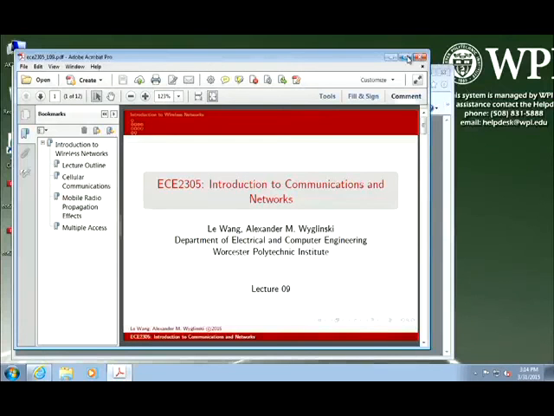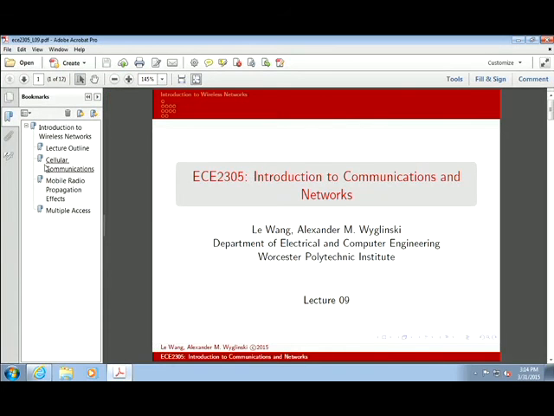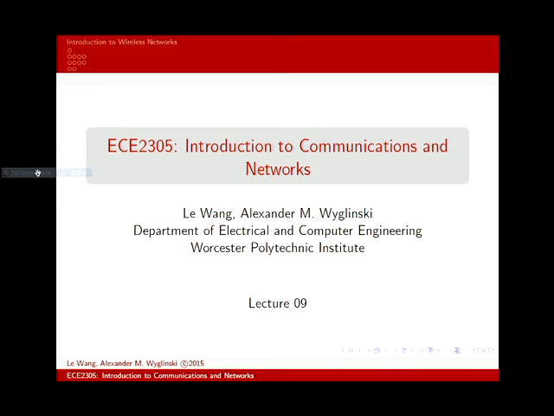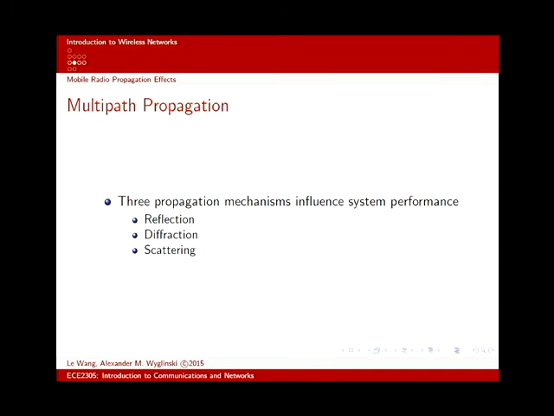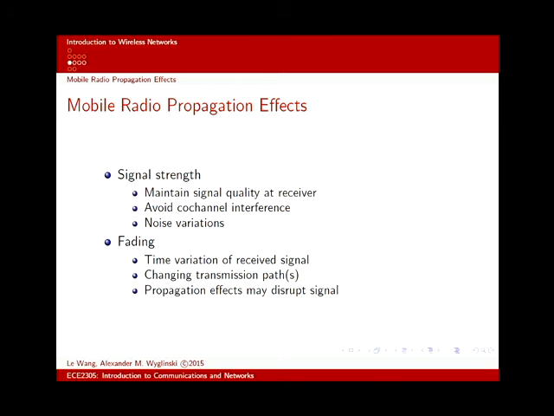Okay, so this is lecture 9 addendum. What we're going to be covering in this lecture is essentially the last portion of it with respect to fading. We looked at a little bit about mobile radio propagation effects, about signal strength, and about fading. And so people say, what's this fading? What does this mean? What, electromagnetically, does it do?